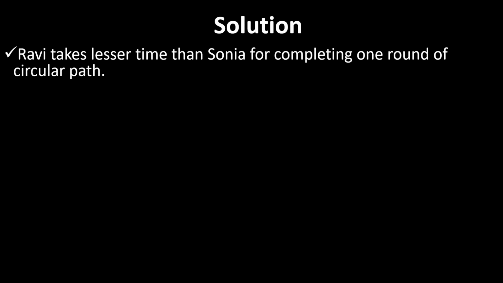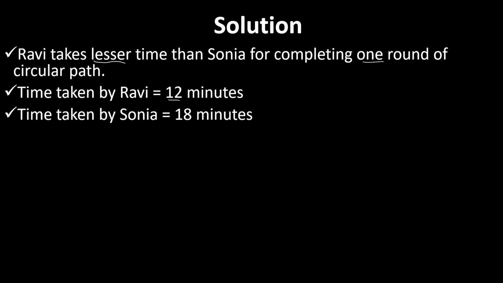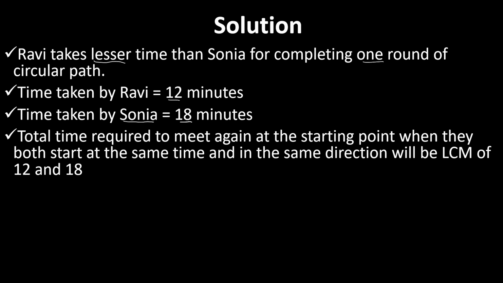So clearly we saw that Ravi is taking less time than Sonia for completing one round of that circular path. Now the time taken by Ravi was 12 minutes. So we can write down time taken by Ravi is equal to 12 minutes, whereas the time taken by Sonia is equal to 18 minutes. Now the total time required to meet again at the starting point, when they both start at the same time and in the same direction, will be the lowest common multiple of 12 and 18.